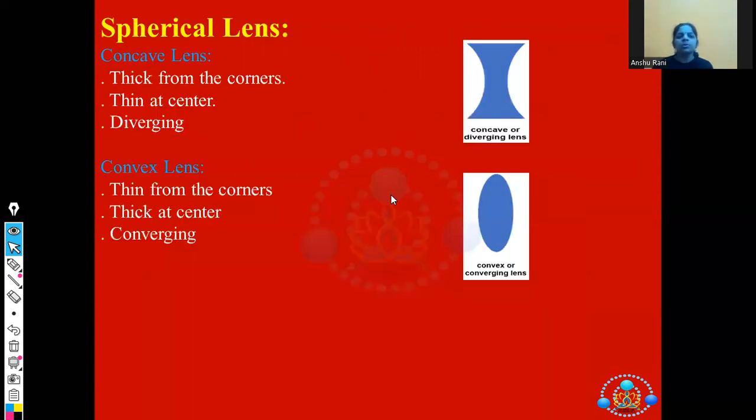We have two types of spherical lenses, concave and convex. Concave lens is this. It is diverging lens. It is thick from the corners and thin from the center. It is diverging. Then convex lens, thin from the corners, thick at the center. It is converging.